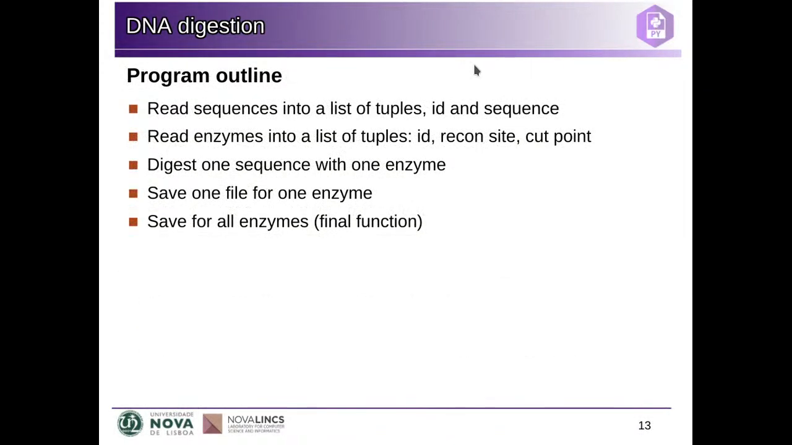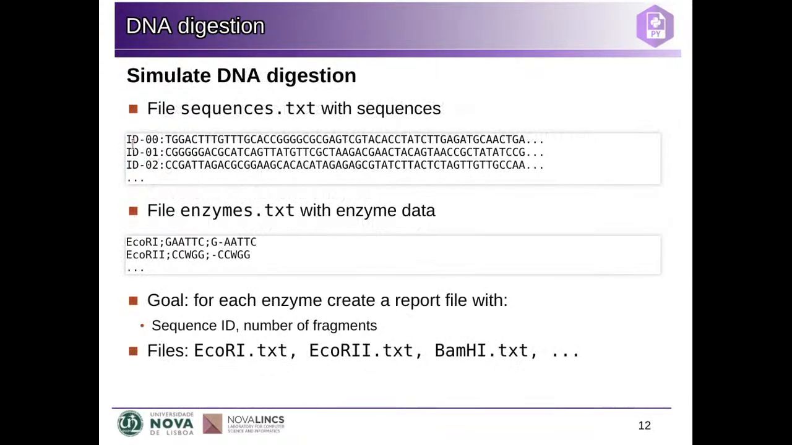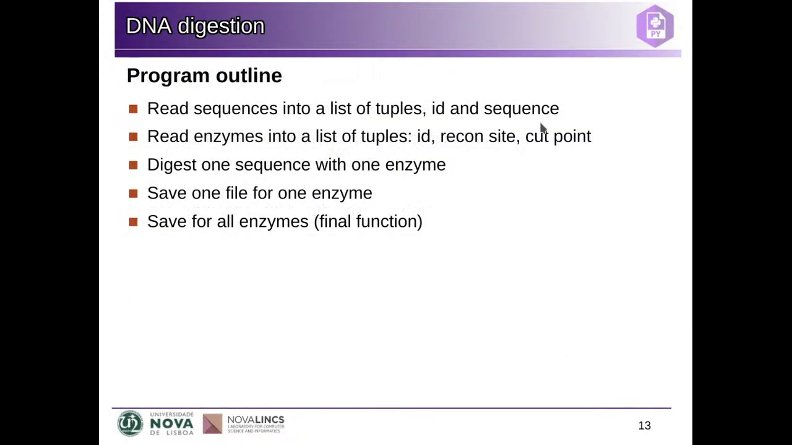So first, what we need to do is to think about the program. How are we going to implement this? We're going to start by reading the sequences into a list. We can use a list of tuples because each tuple will contain the identifier and the sequence. And all these pairs we will store into a list. It's important when you're thinking about your program also to think about how you're going to organize the data inside your program, because that has a great role in how everything fits together.